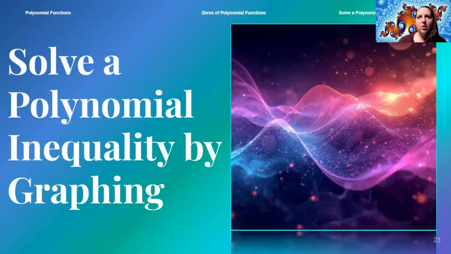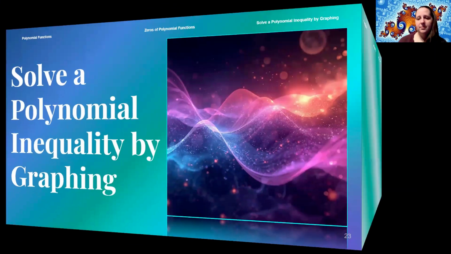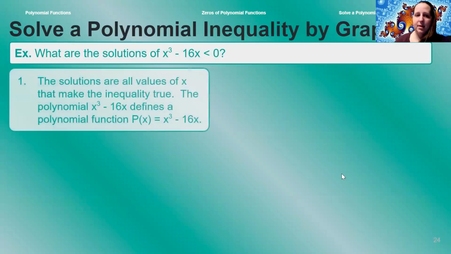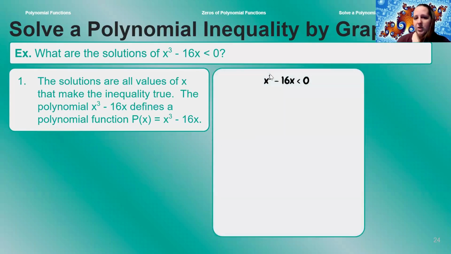Solve a polynomial inequality by graphing. What are the solutions of x cubed minus 16x is less than 0? So the solutions are all values of x that make the inequality true. The polynomial x cubed minus 16x defines a polynomial function p of x equals x cubed minus 16x. So I start with x cubed minus 16x is less than 0.